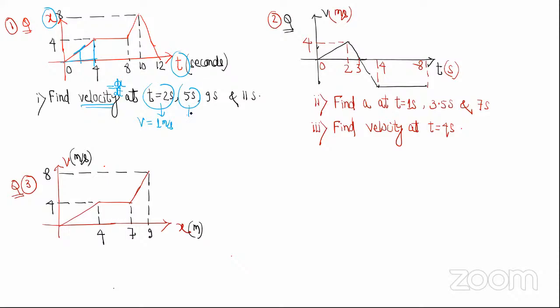At 5 seconds, 5 seconds is somewhere here. So what is the slope of this line? 0. At 9 seconds, somewhere here. Now what is the slope of this line? Perpendicular is 4, base is 2, so 4 by 2, that is 2. Look, I need the slope of this line, so perpendicular this much by base this much, this is 4 and this is 2, so 4 by 2, 2.